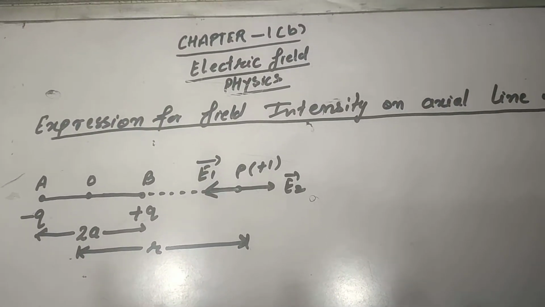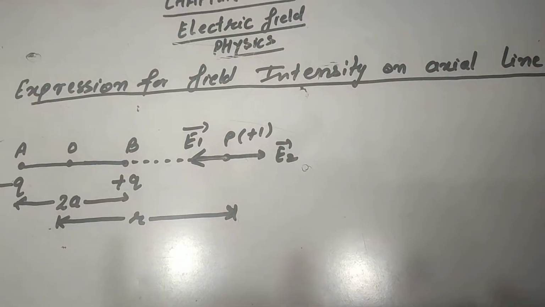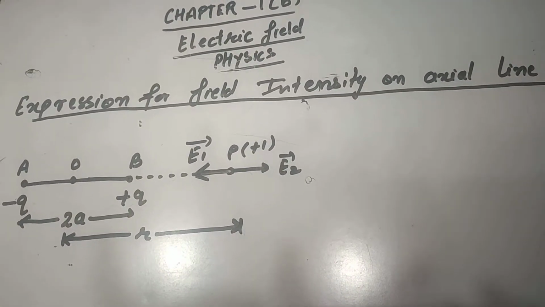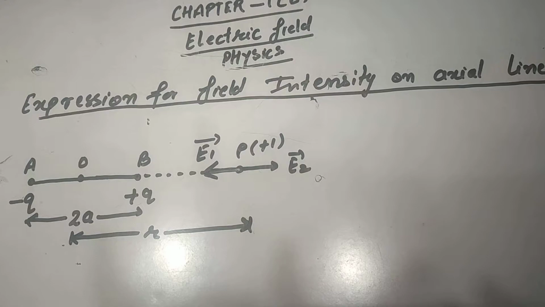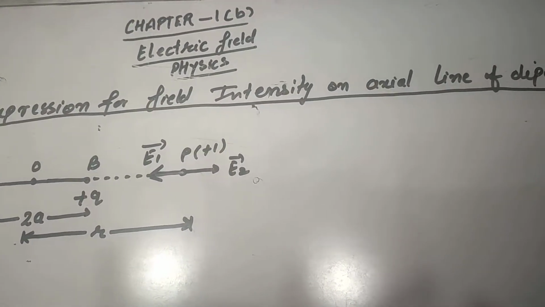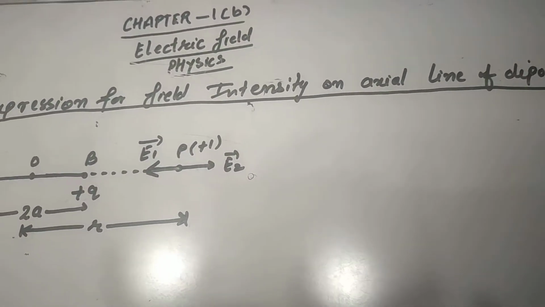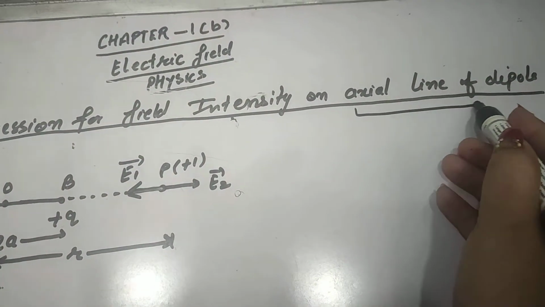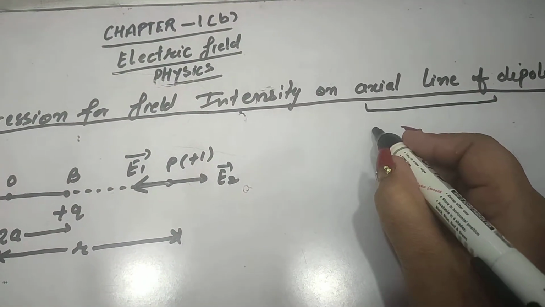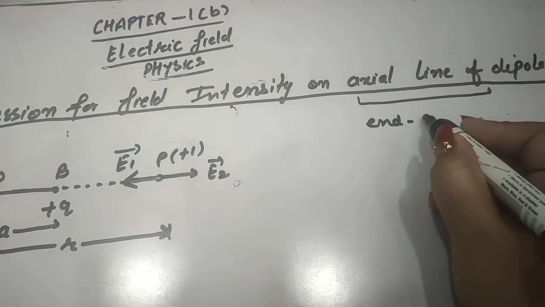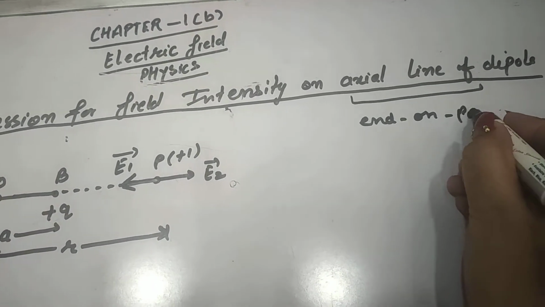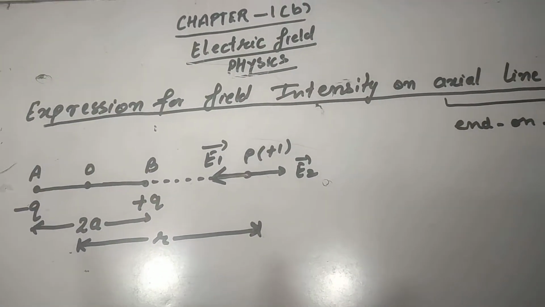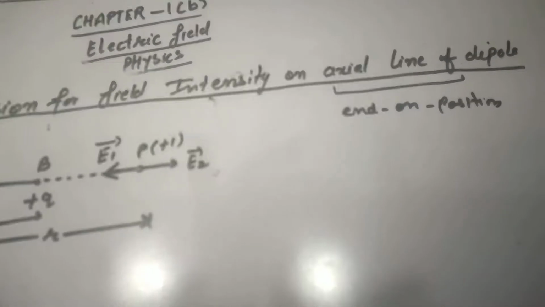Okay, let's start with our first derivation, which is one of the important derivations of this chapter: the expression for electric field intensity on the axial line of a dipole. This axial line of a dipole is also known as the end-on position. Sometimes a question can arise asking to find the expression for field intensity at the end-on position of the dipole.